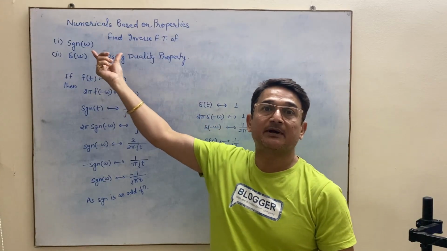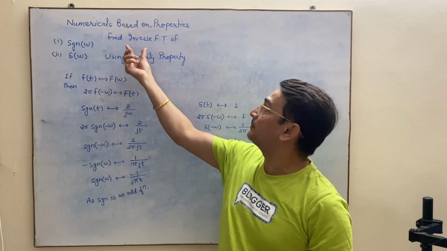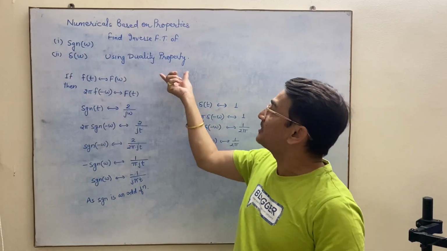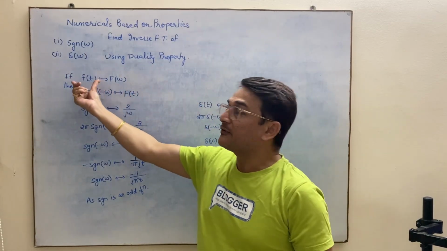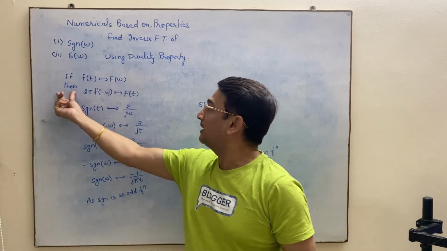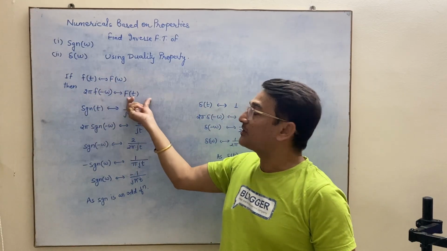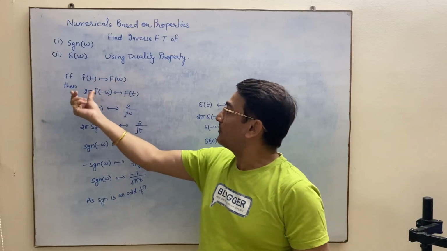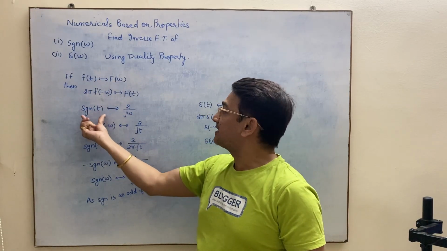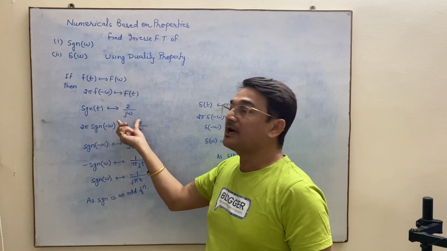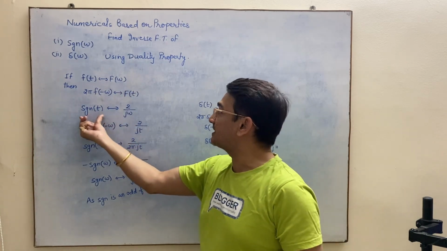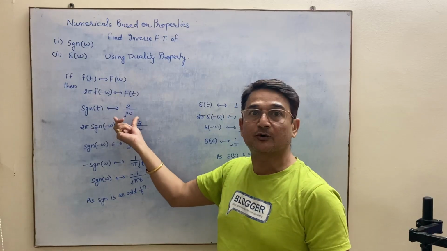The question may be asked in the exam in this manner: find the inverse Fourier transform of signum omega and delta omega using duality property. What our duality property says is that if f(t) has a Fourier transform F(omega), then 2 pi f(minus omega) has a Fourier transform F(t). So for that, in place of f(t), first we will put signum t. Signum t has a Fourier transform 2 by j omega. This we have already calculated; you can see my previous videos.